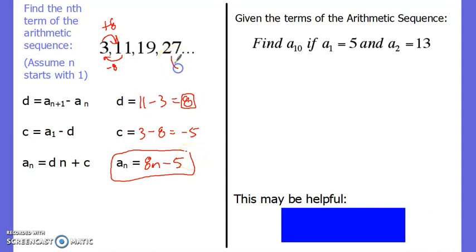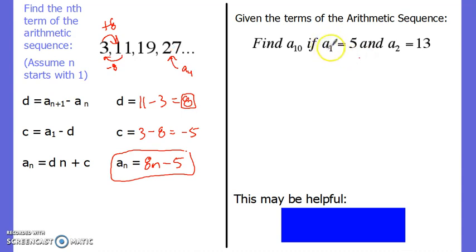So if 27, again, is going to be term a sub 4, if I plugged 4 in here, 4 times 8 would be 32, minus 5 would have been 27, and that's exactly what we wanted to get for term a sub 4. Now, if we go over here, we can use a few of those values to try to help us with the arithmetic sequence on the right.